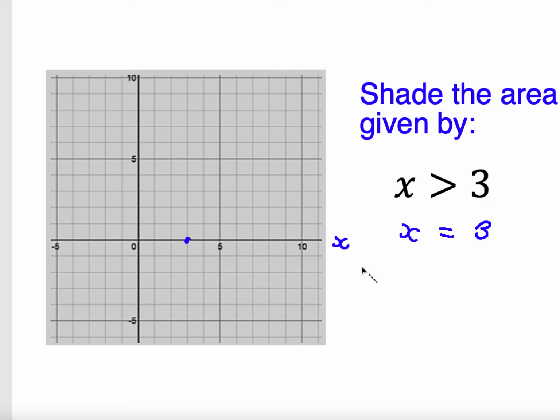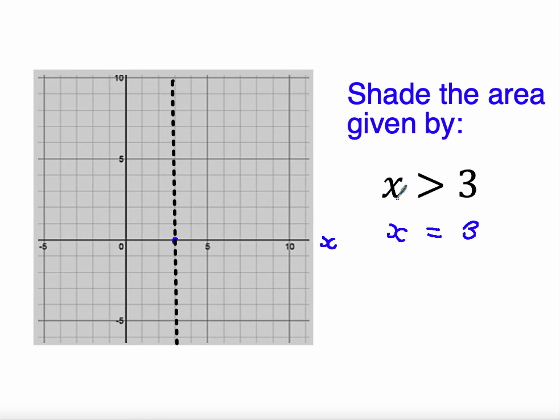And we know from what we've done before that it's not got an included value, so it's a dotted line. So that dotted line will come straight through there like that. Returning to this, it says x is greater than 3. If x is 3 here, then that's everything to the right of that, where x is greater than 3. So we can shade that area.